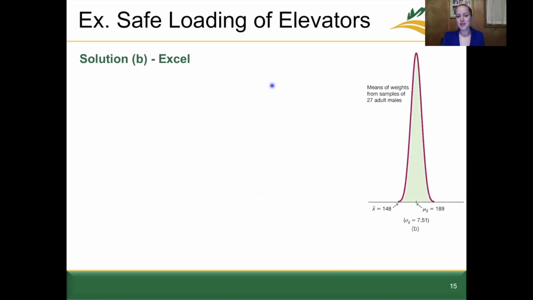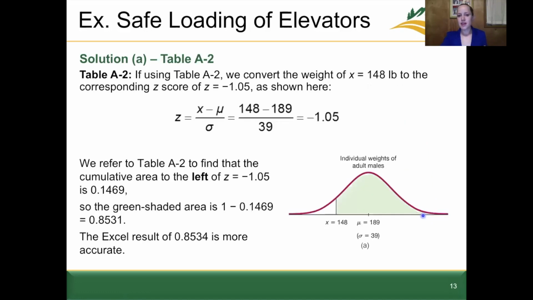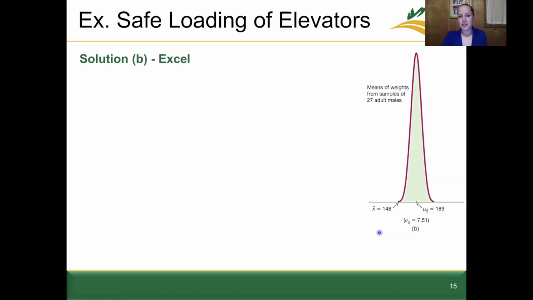So before we use Excel, we want to draw a curve. Drawing this curve is pretty interesting because we need to consider our mean value, or 189, and our standard deviation value of 7.51. Remember that the magnitude of the standard deviation value really shapes how that curve looks. So going back to our original curve, we had a standard deviation value of 39. Here we have a standard deviation value of 7.51. That's a lot less than 39. So we're going to have a thinner distribution, a thinner shape to this curve.